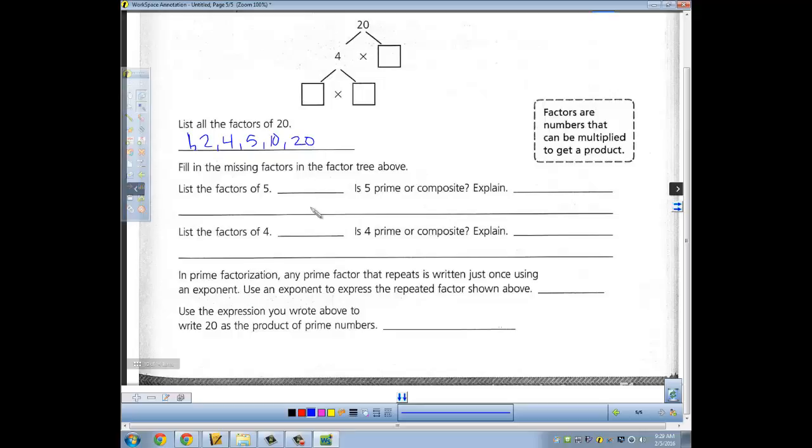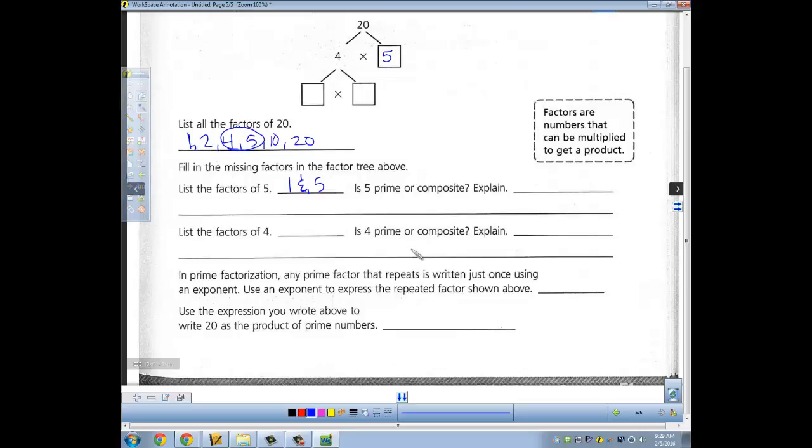So here, it says fill in the missing factors in the factor tree above. So I need to think, 4 times what is going to give me 20? Well, that can be 5, because 4 times 5 right here gives me 20. Next, they want me to list the factors of 5. Well, the factors of 5 are 1 and 5. I can't divide it by 2, 3, or 4 because I'm going to get a decimal.